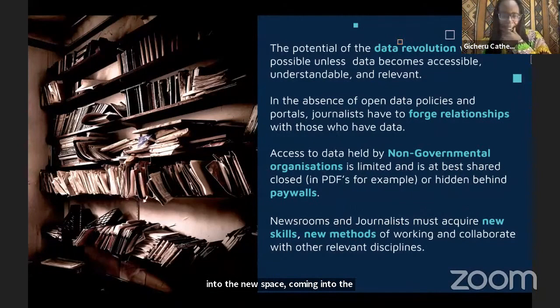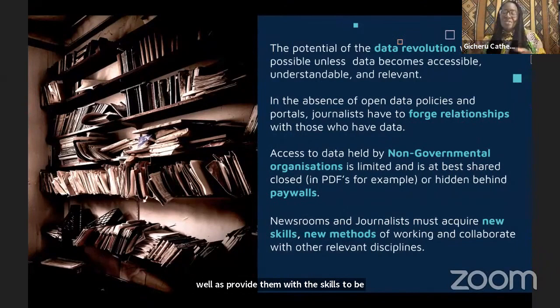And one way, like I mentioned earlier, AWJP, apart from training, we train the fellows as well as provide them with the skills to be able to do this on their own, hoping that they will become those internal champions in their newsrooms so that they can encourage the uptake of data journalism.